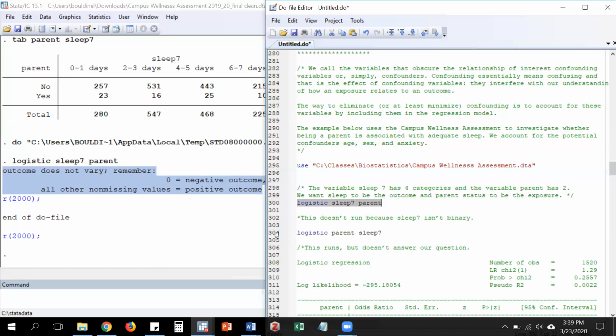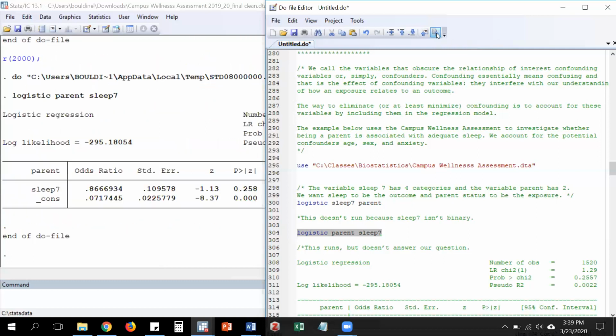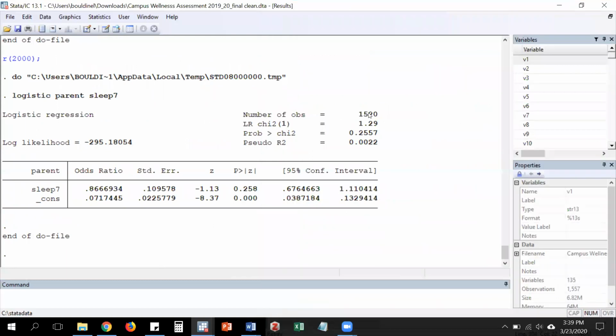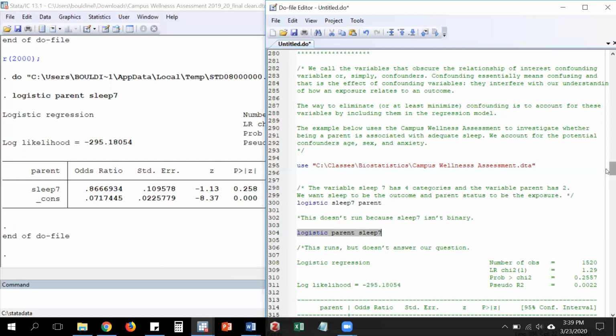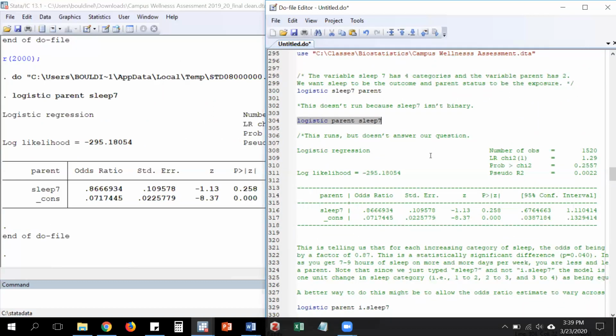But let's say you're in a rush and you just think, well, I'll flip them around, because parent status is binary, so I could use that as my outcome and put sleep as the exposure. And it runs. We get an answer here. We have 1,520 people who were included in this regression model. But as I note in the code over here, it doesn't answer our question. We want to know if students who are parents get different amounts of sleep than students who aren't parents. And this is telling us whether students with different amounts of sleep have different odds of being a parent.